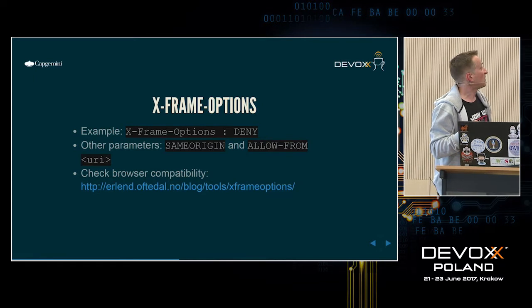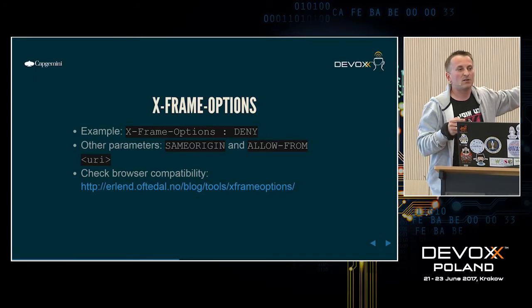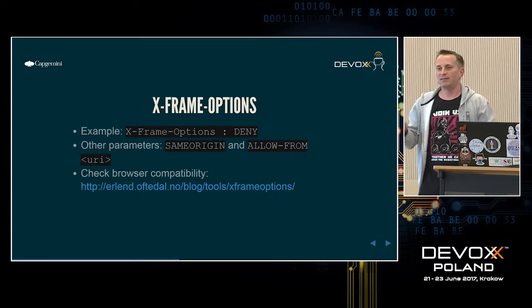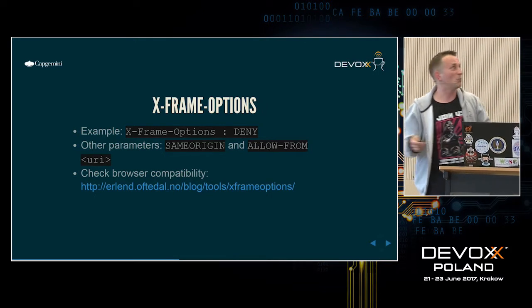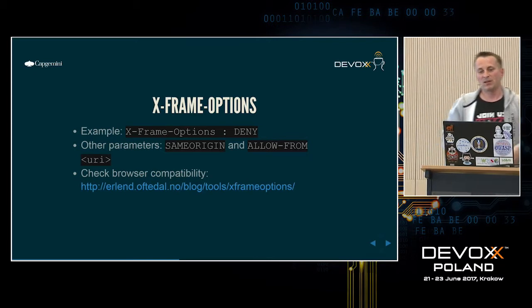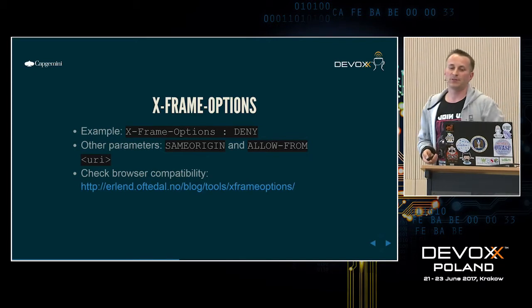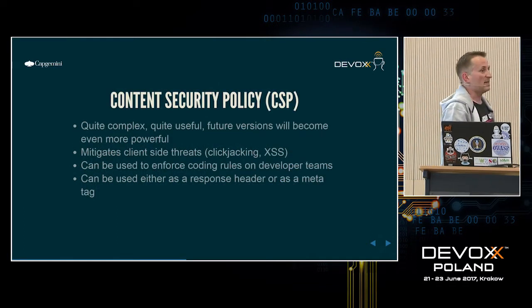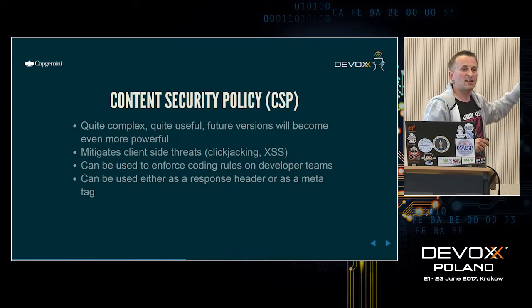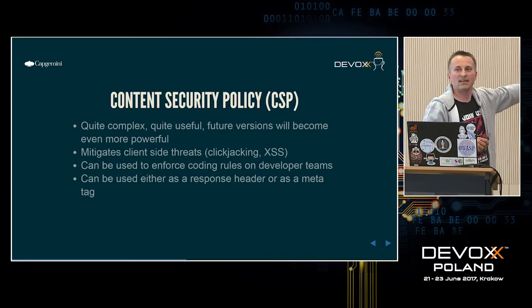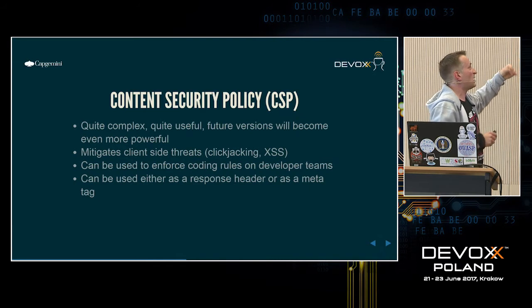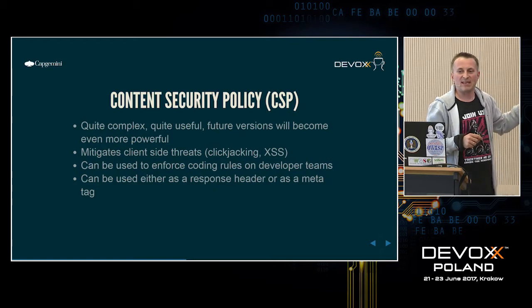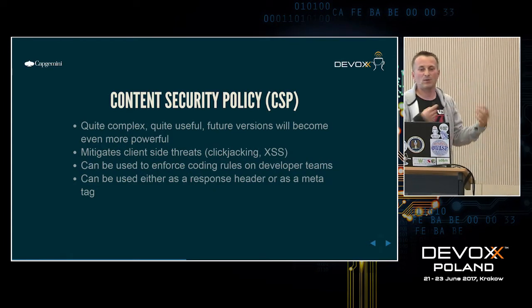And why is it still there? It's because CSP in this version 2 is not supported by Internet Explorer. So you might still want to use X-Frame-Options to have some layer of security also for Internet Explorer users. Okay, content security policy. This is big, and it is not done yet. The header right now mitigates some clickjacking and cross-site scripting attacks. So it can do what we have seen and do a bit more.